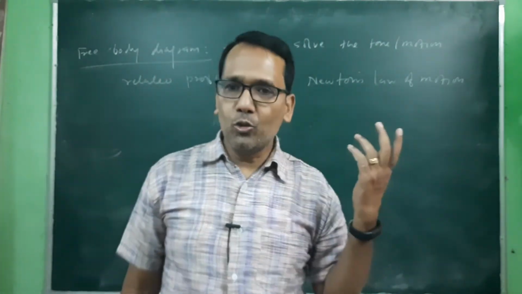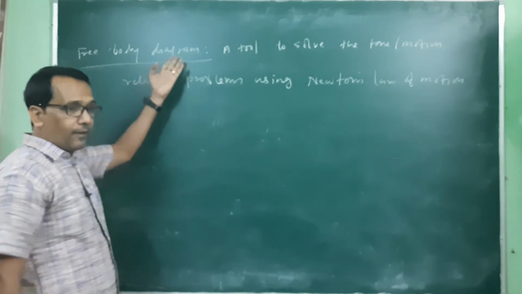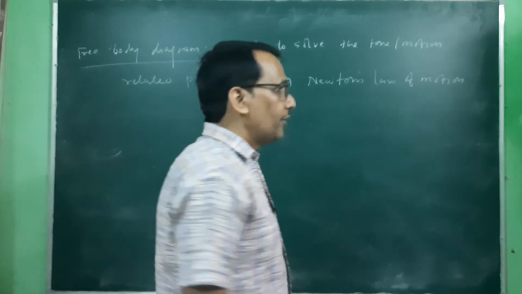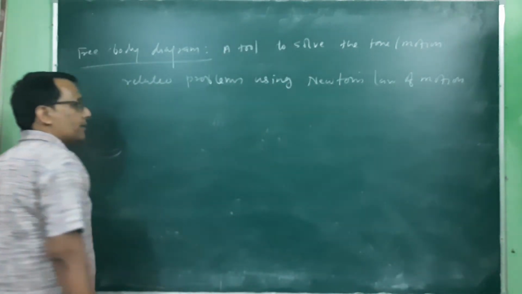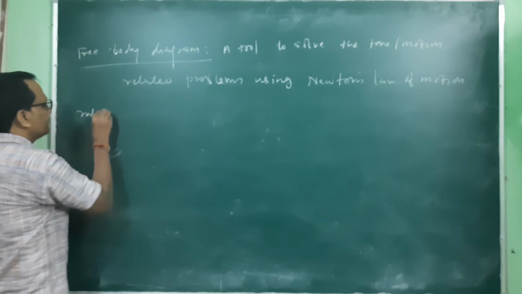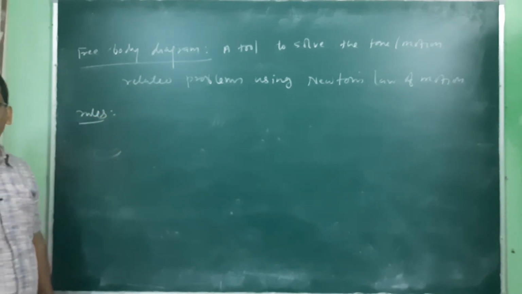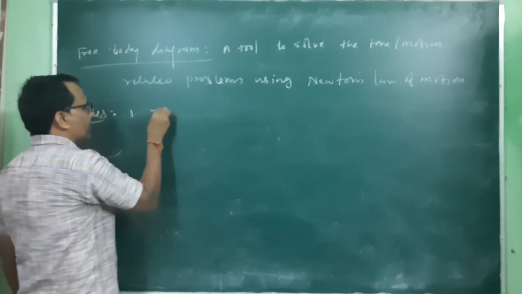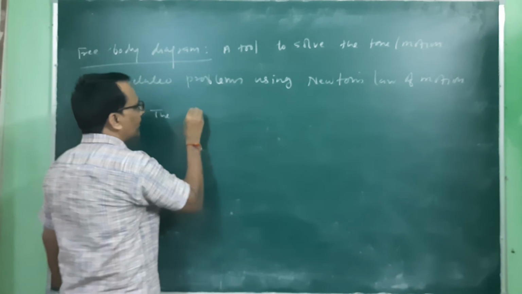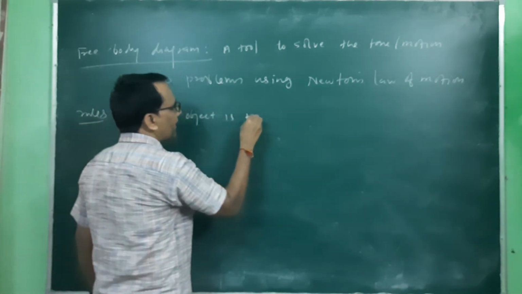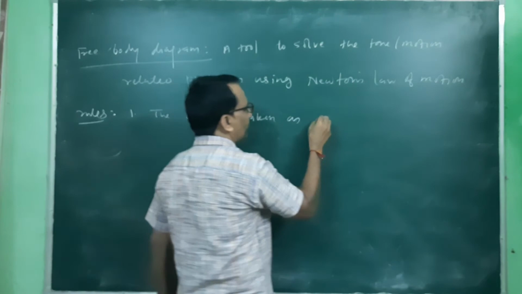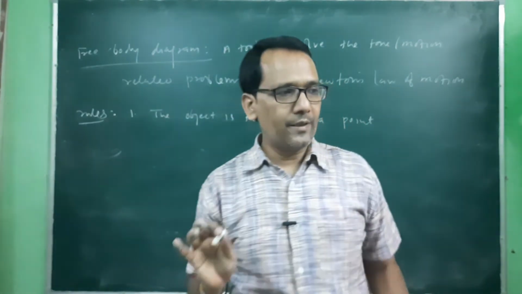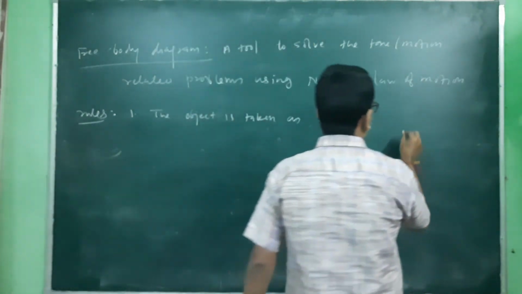This is a conceptual tool, and this is actually the diagram. To draw this diagram, we use some certain rules. First, the object is taken as a point. We may have different objects, but we take that object as a point.